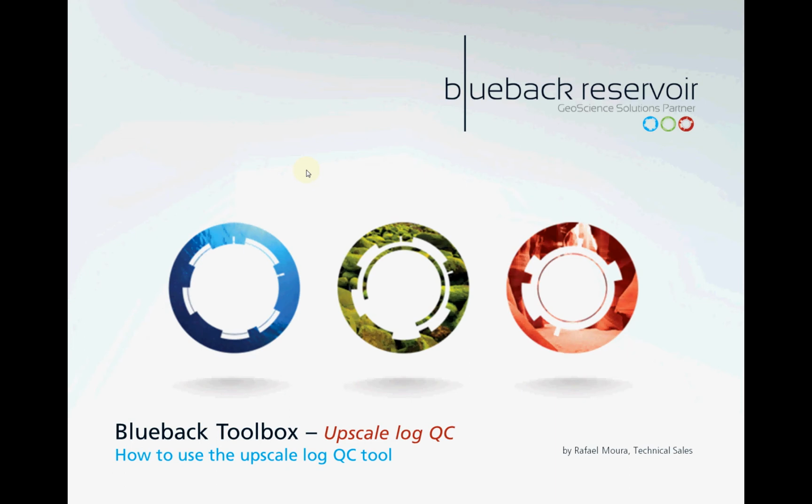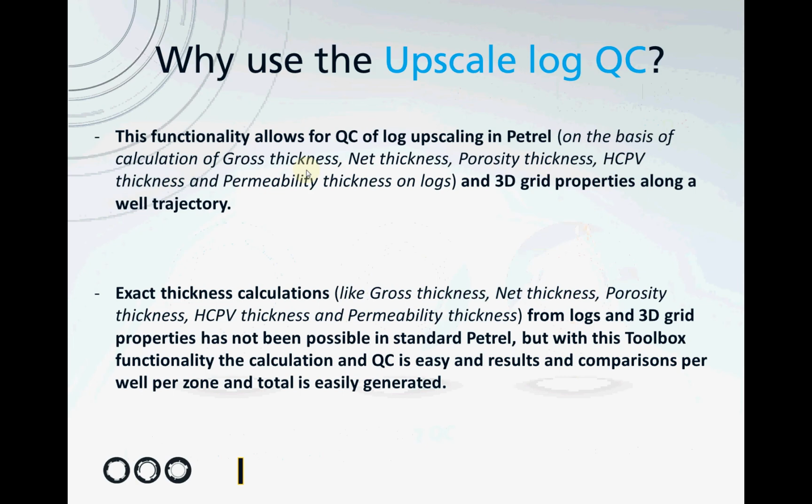On this movie, we're going to show you how to use the upscale lock QC functionality. First thing is, why should we use the upscale lock QC? So the idea of this functionality is to QC of log upscaling in Petrel and 3D grid properties along the well trajectory. The exact thickness calculations from logs and 3D grid properties has not been possible in standard Petrel, but with this toolbox functionality, the calculation and QC is easy, and results and comparisons per well, per zone, and total is easily generated. So let's have a look on the workflow.